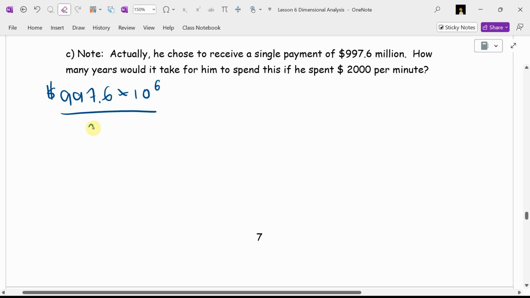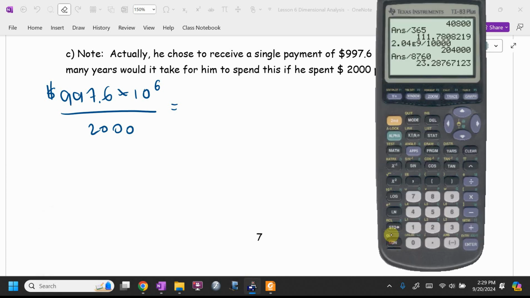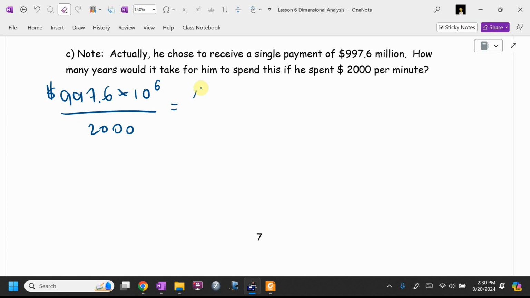We'll divide by 2,000. He's going to spend $2,000 per minute. Now, this is just shy of $1 billion. If you spend $2,000 per minute, how long will it take? Well, first of all, let's divide by 2,000. That'll tell us how many minutes. Then we'll convert minutes to years. So it's going to be 997.6 times 10 to the 6th divided by 2,000. And I get 498,800. Is that right, folks?